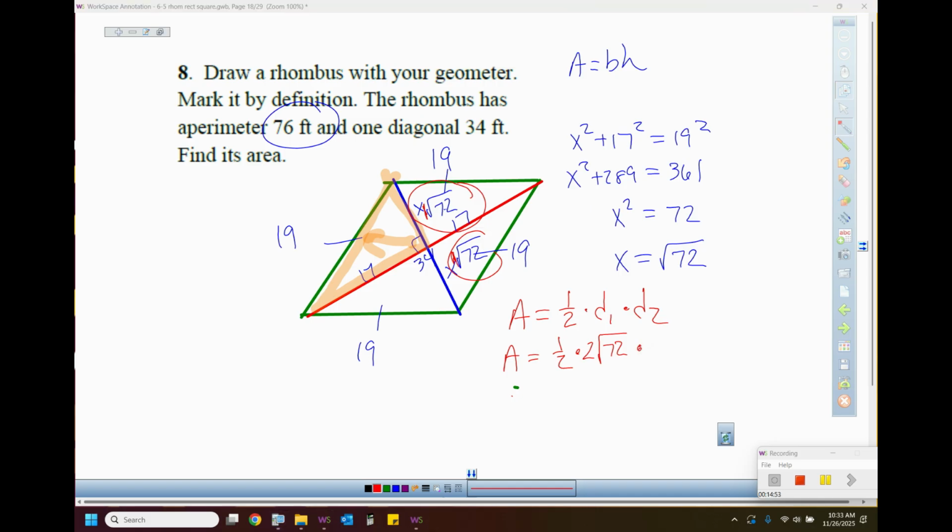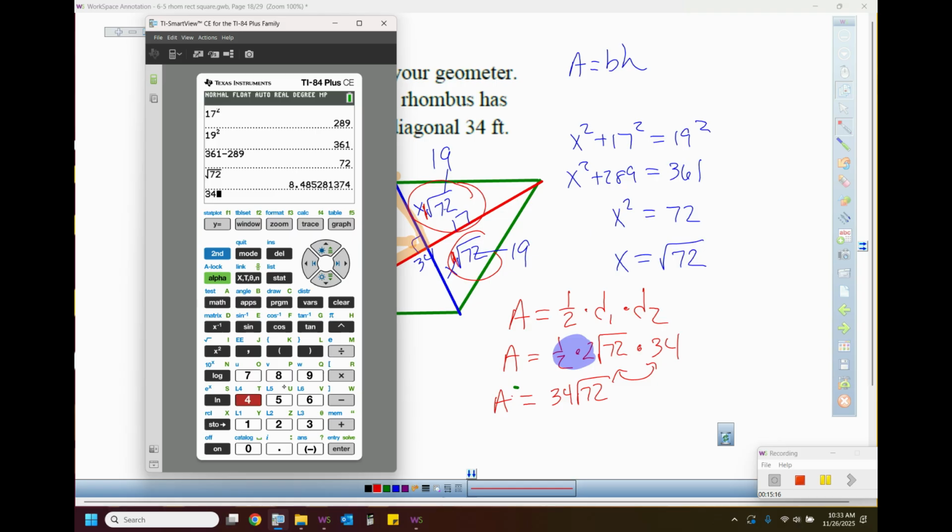And then the diagonal of the first dude is 34. And check this out. When I'm multiplying all these together, well, that's nice. I have 1/2 times 2, which is really just 1. So the area is going to be the square root of 72 times 34. I'm going to switch those around because that's the proper way to do it: 34 square roots of 72.